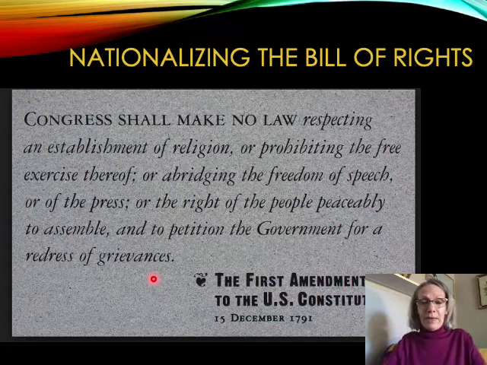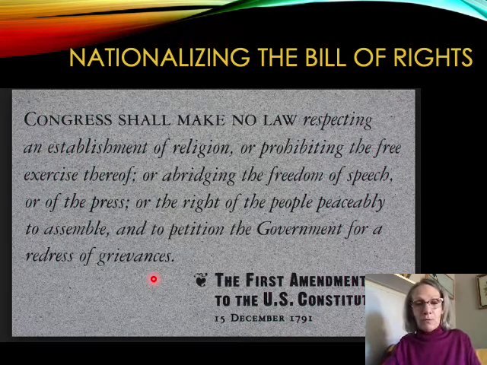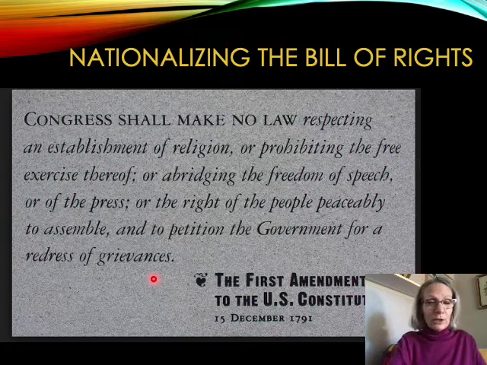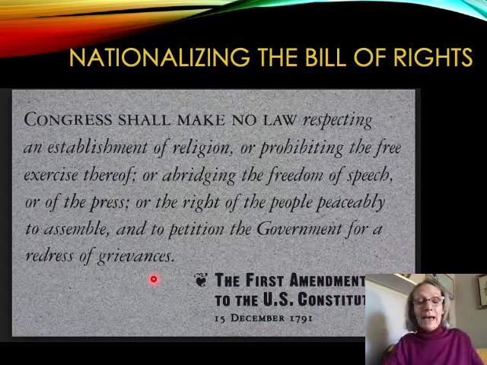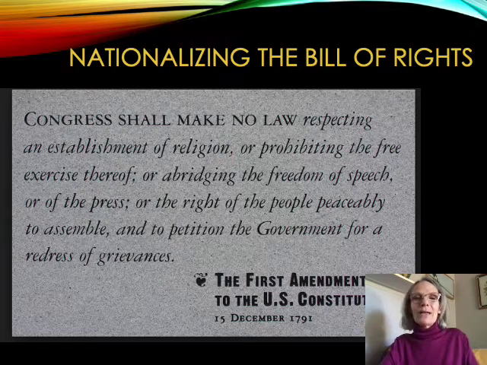In my younger days, when I was asking that question, I was thinking about the nationalization of the Bill of Rights, which is basically trying to answer whether the Bill of Rights only applies to the actions of the national government, or whether it applies to the actions of the state and local governments as well. So let's look at how the courts answered that question.